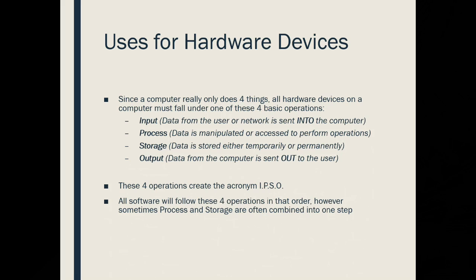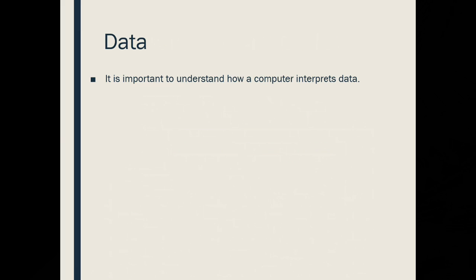So all software will follow these 4 operations in that order. You're going to give in some data, it's going to change and manipulate that data in some way, it's going to store the result, and then it's going to give you feedback. That's what programs do. More complicated programs will do this millions, maybe even billions of times in a single program. Simple programs may only do it once. It depends on what you're building.